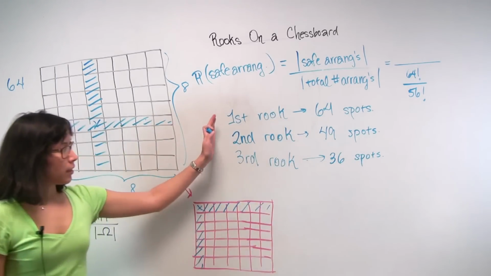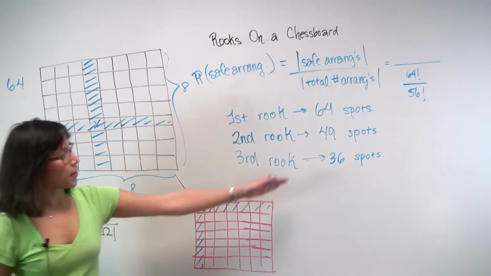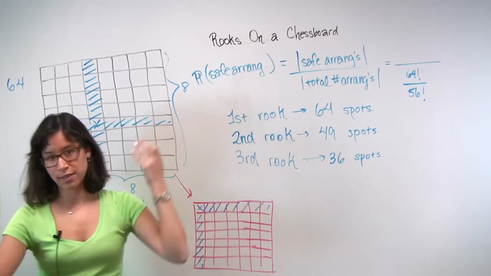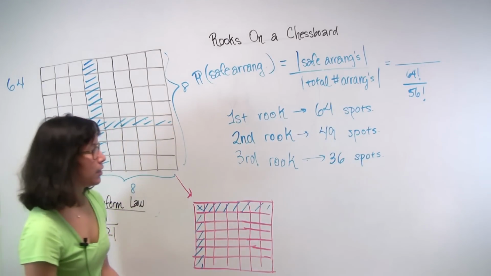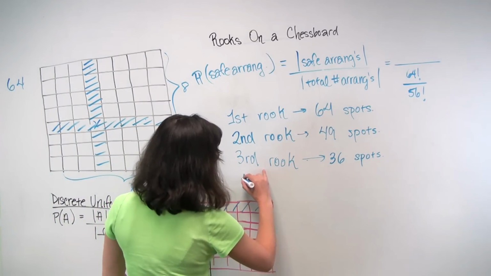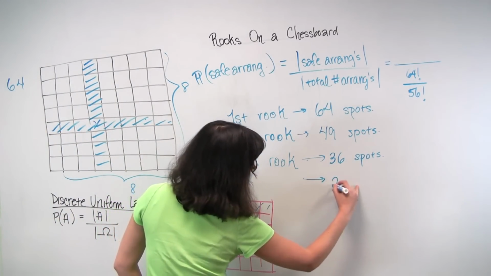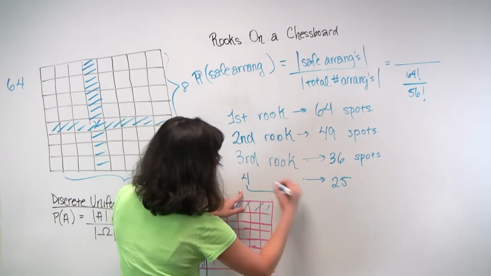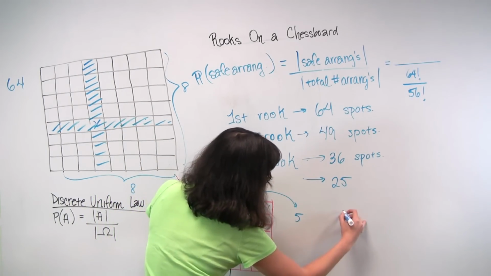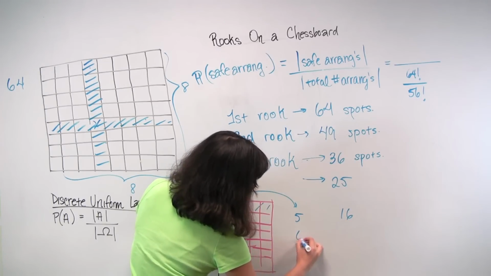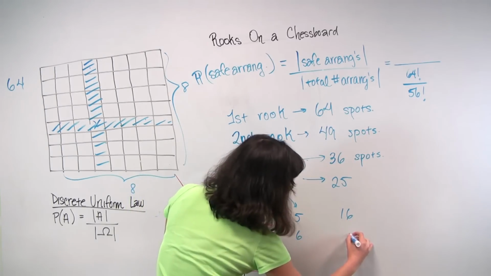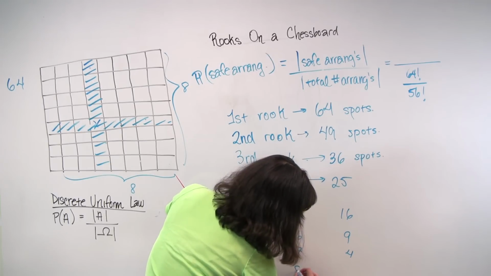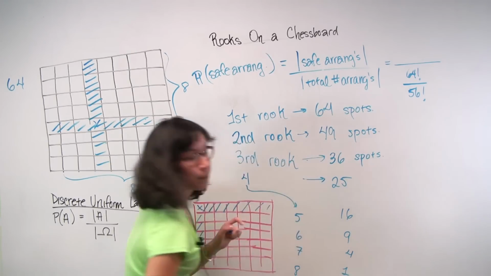And I'm not going to insult your intelligence. You can see the pattern: 64, 49, 36, these are just perfect squares decreasing. So you know that the fourth rook will have 25 spots. I'm going to come over here because I'm out of room. The fifth rook will have 16 spots. The sixth rook will have 9 spots. The seventh rook will have 4 spots. And the eighth rook will just have 1 spot.